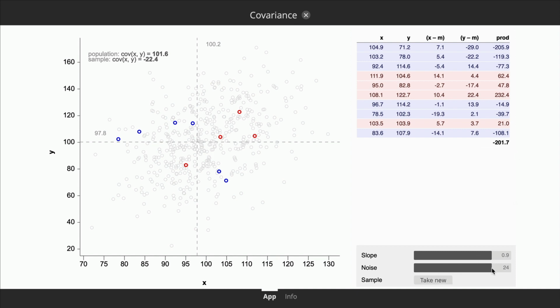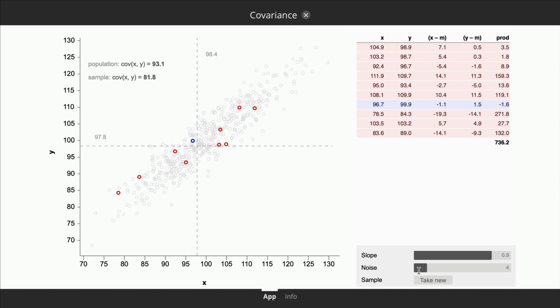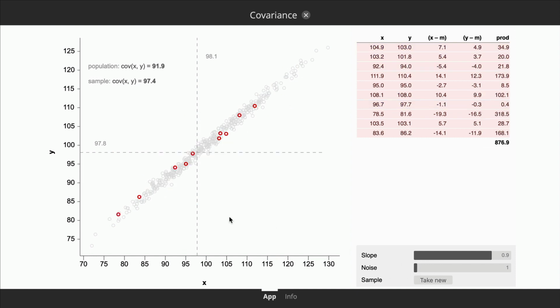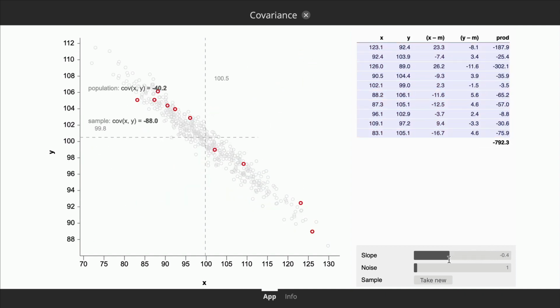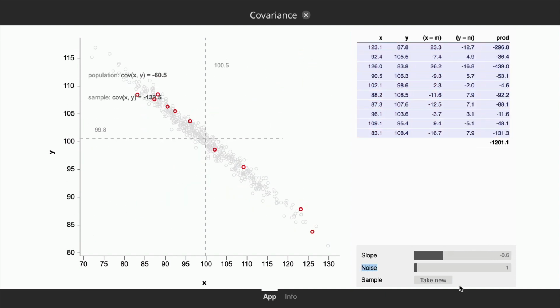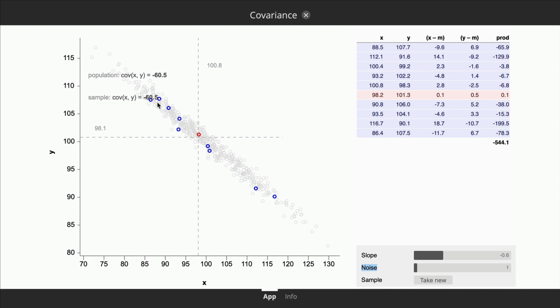So that's one thing. The second thing is that if you reduce the noise again, you get a very strong positive covariance in this case, right? You can see all points are red. Now, if I change the slope of this line, so if I make a slope like this, and take a new sample, you can see all points are blue, right? So why are all points blue? Because we have a clearly linear trend with a negative slope of this line.